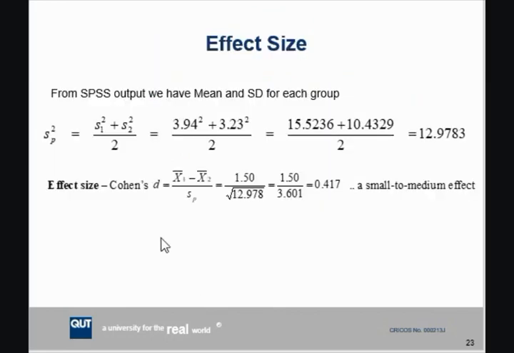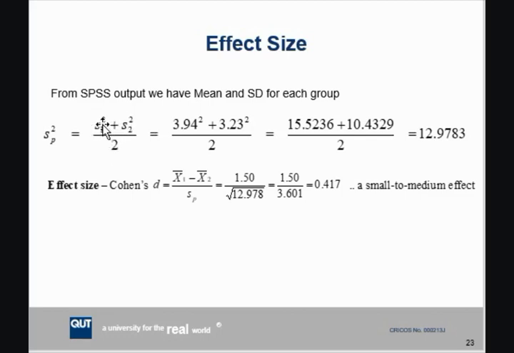Just the last note, effect size. So from SPSS output, we've got our means and our standard deviations from each group. SPSS doesn't calculate Cohen's d for you, but you can do so easily yourself. So our effect size is the difference between our means over our standard deviation, or our S pooled in this case, because we now have two samples. We can easily calculate our S pooled, or our standard deviation for that combined sample, by pooling the standard deviations from each one of our samples.